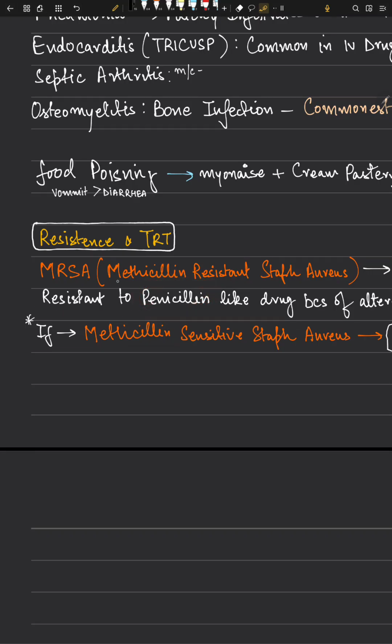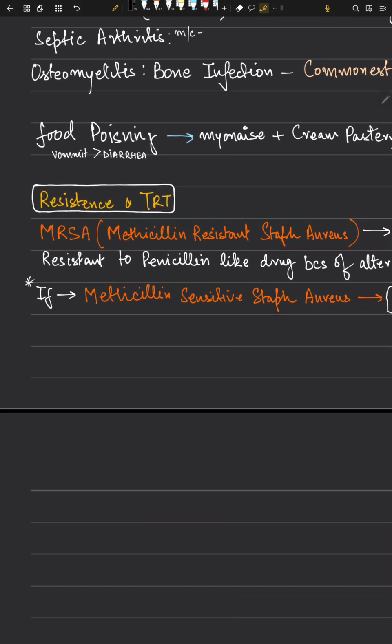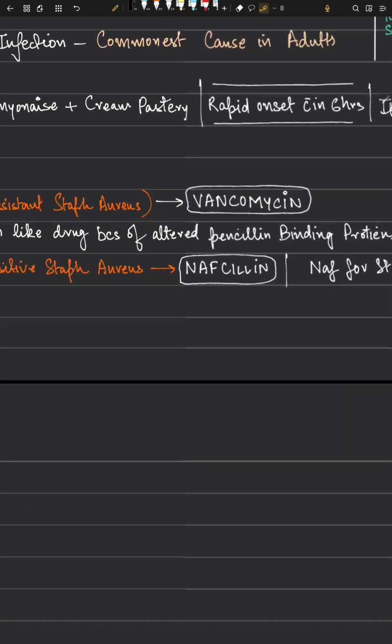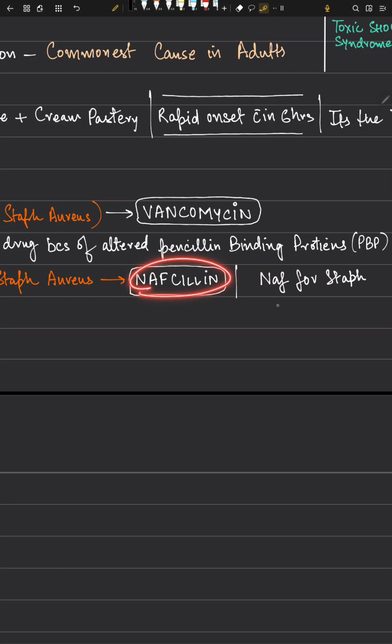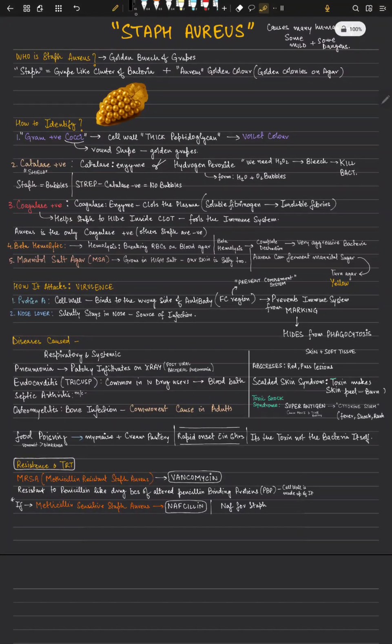So if it's methicillin resistant Staph aureus, we should give vancomycin. Okay, and if it's not resistant to methicillin, that is methicillin sensitive Staph aureus, we can give nafcillin. Well, there's a common mnemonic: NAF for staph. So this was a quick overview of Staph aureus.